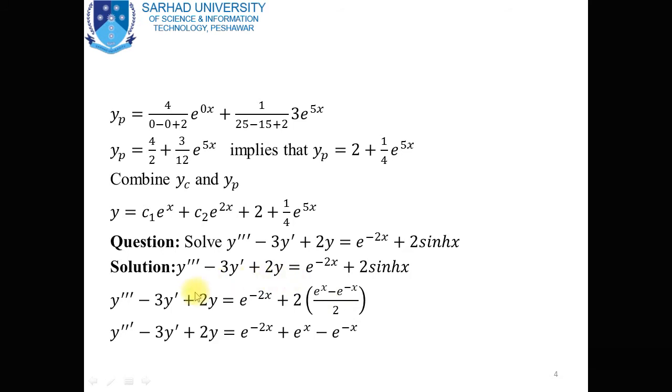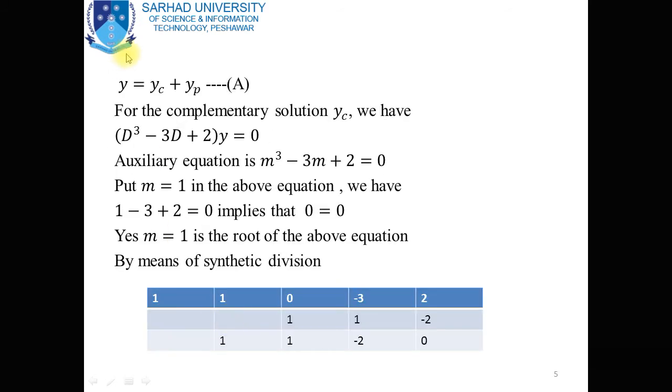Now you see over here in this third order non-homogeneous linear differential equation, at the right hand side we obtain only the exponential function. So in case of exponential, we can easily find the particular solution by replacing D by minus 2, replace D by 1, and replace D by minus 1. So first of all, find the complementary solution. The overall general solution of the given equation is equal to complementary solution plus particular solution.